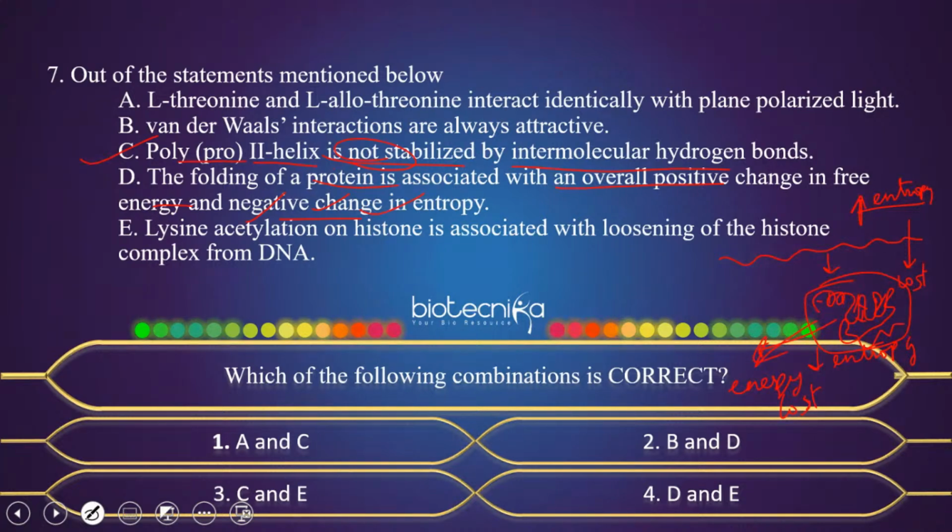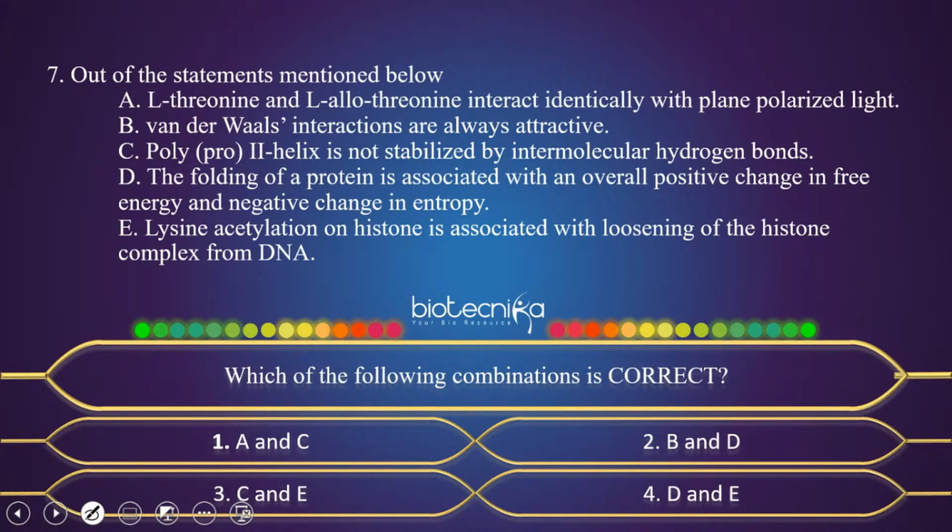Yes, so that is why a polypeptide chain has high free energy, whereas a folded polypeptide chain has low free energy. That means even free energy is getting lost. So if it is lost, this also should be negative, but it is written positive. That is why this statement is wrong. D is wrong. Yeah, that's right, Mahima.